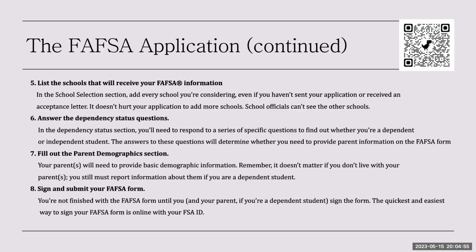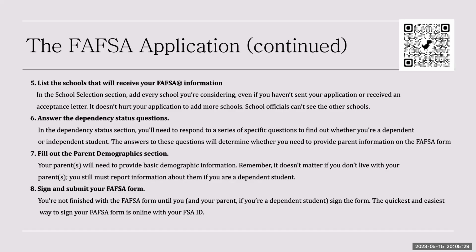Okay. Step number 6, you'll be answering the dependency status questions. In the dependency status questions, you'll need to respond to a series of specific questions to find out whether you're a dependent or independent student. Dependent students will require parent information. Independent students will not require parent information. The answers to the questions in the dependency status section will determine whether you need to provide parent information on the FAFSA form or not.